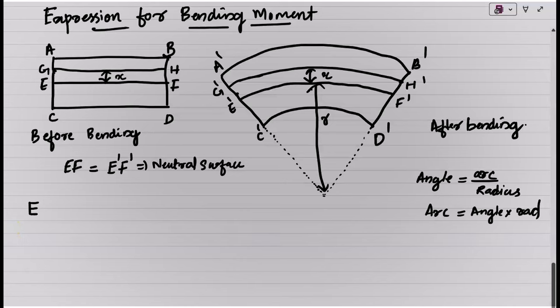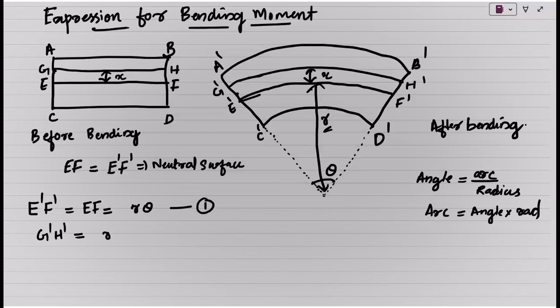Consider the layer E'F', which is equal to EF. Since it is at a distance r from the surface, we can say that it subtends the angle theta. Then the arc length E'F' is equal to r theta. Equation number 1. For the layer G'H', it is at a distance R plus X from the center, with the same angle theta. This is equation number 2.